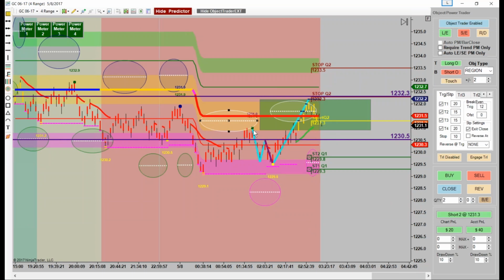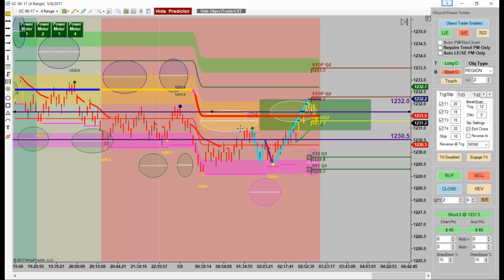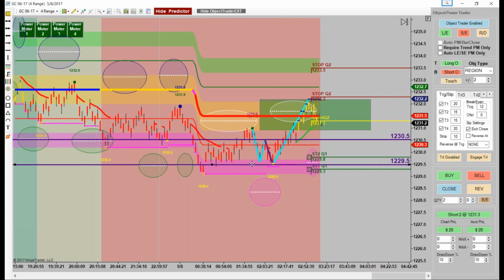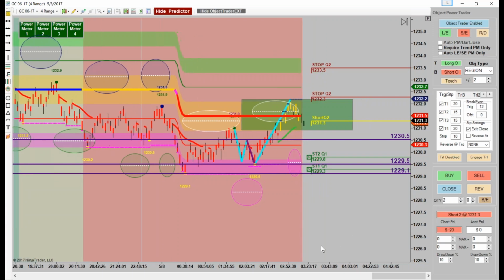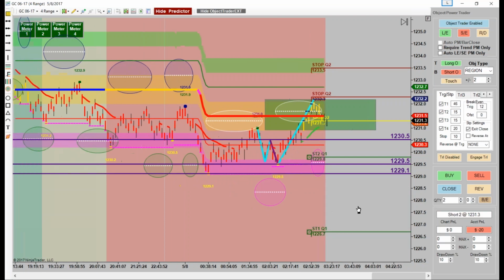Let me draw a little lightning on here. Okay, see that lightning swing right there? That's where I expect it to go first. This is where I would expect it to go second, like so. And this is where I would like it to go last. Okay? Now, since I want a runner, I'll go ahead and move my target out of the way.